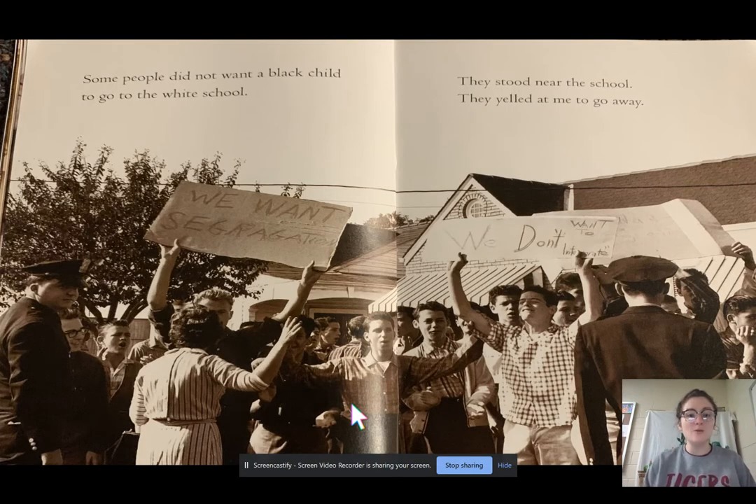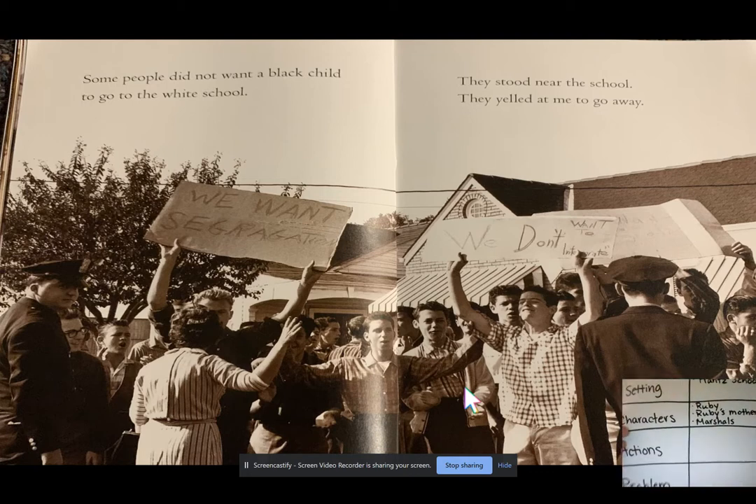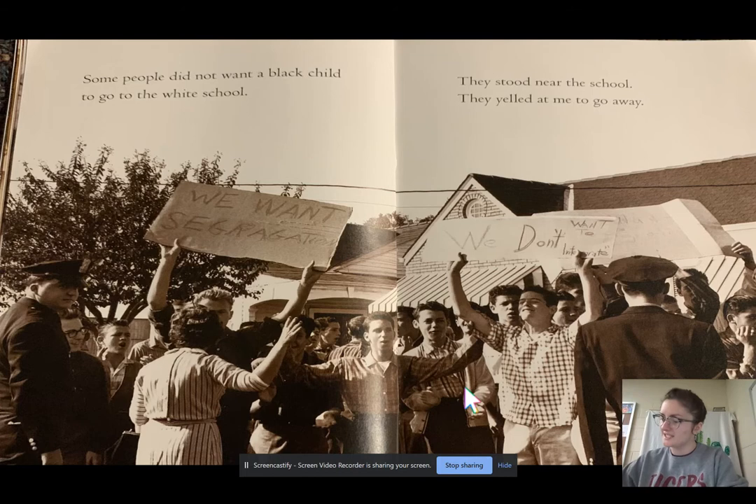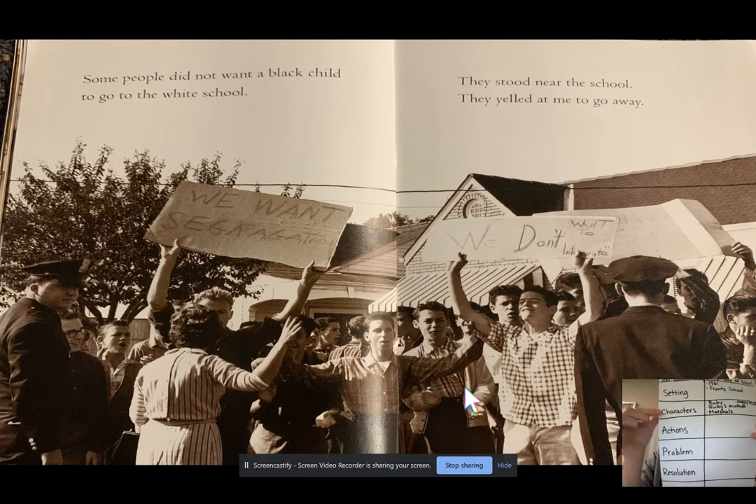Some people did not want a black child to go to the white school. They stood near the school. They yelled at me to go away. What do we call a group of violent people? What is that called? A mob. So another character that we need to add is the angry mob, right? We need to add the angry mob because they are a part of this event. Angry mob. So far, we have our settings and our characters.